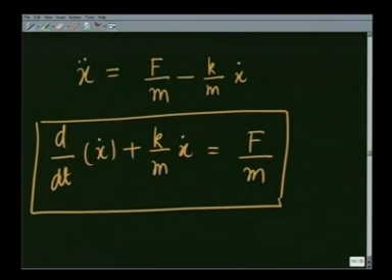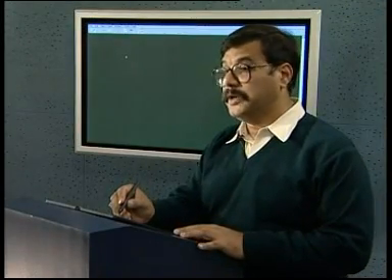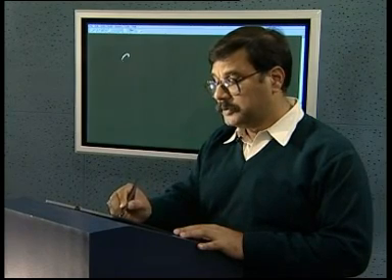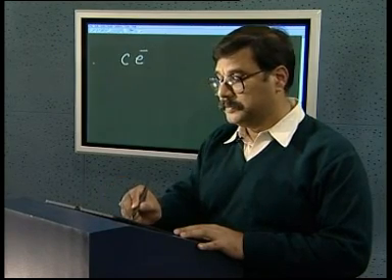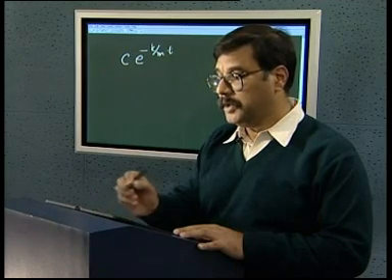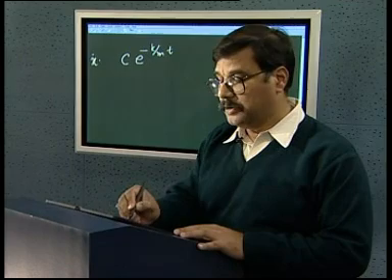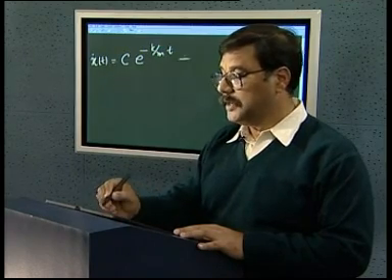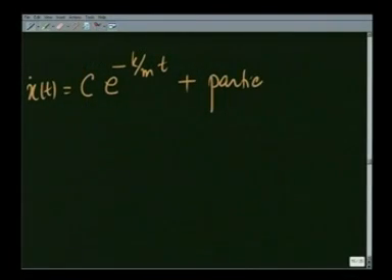Notice I have already solved this problem for F equals 0. That was one dimensional motion without any force. In such situations, where I have one part like this and another part like this, I can write my solution as the previously obtained solution with F equals 0, which was nothing but c e raised to minus k over m t. This was x dot of t, plus a particular solution that corresponds to the term on the right hand side.